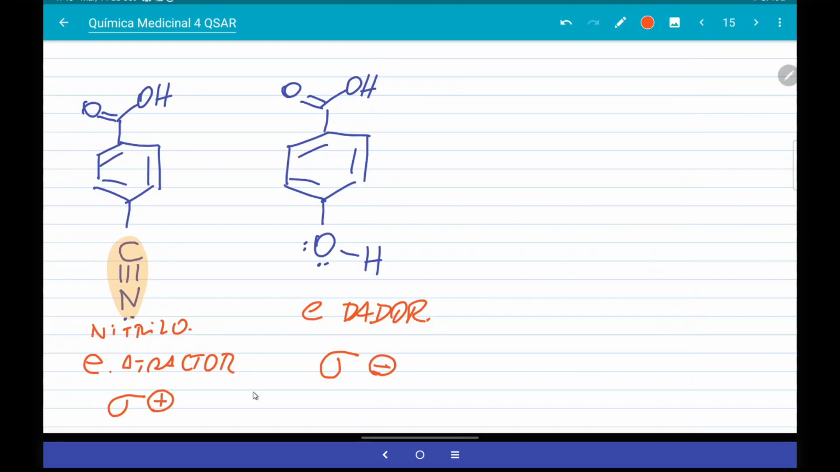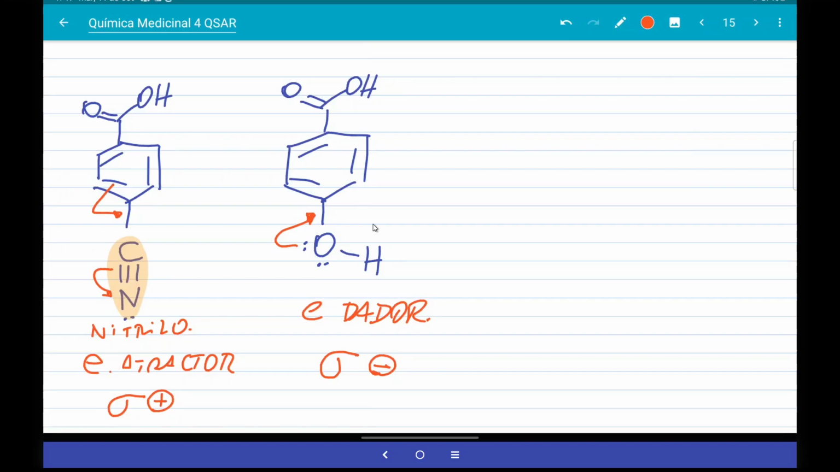The first is an electron attractor by inductive effect. It also has resonance. There may be resonance here too, but since a double bond can come out of the system, instead here an electron pair enters the system. Based on that, the question that I am going to ask you now is the following.